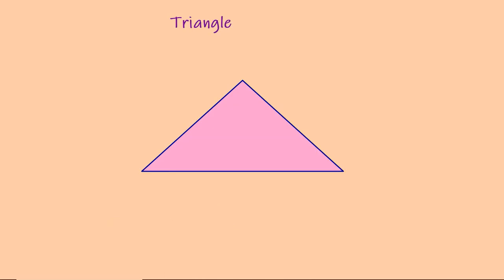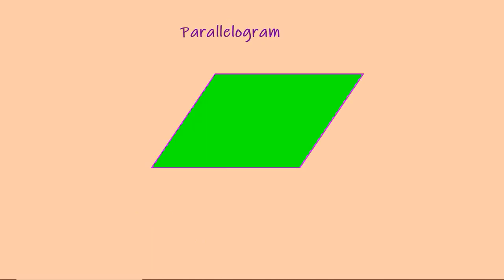Now let me consider a triangle. Let B be the base and H the altitude or height of the triangle. Then what's its area? Area you can write as half into base into height, or half BH. Now let me consider a parallelogram. If B is the base and the distance between the two parallel sides, or height, is H, then the area of the parallelogram you can write as B into H, that is BH.